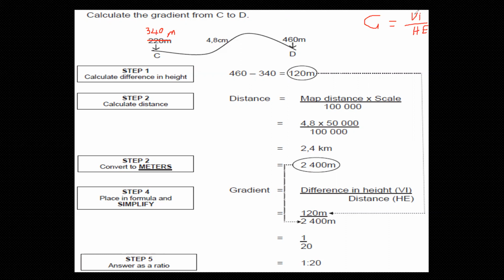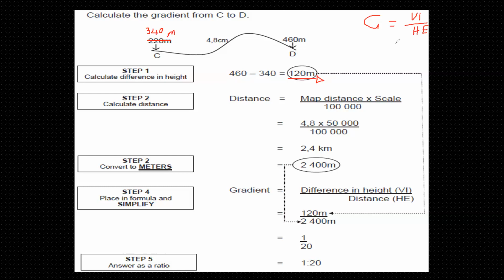We need to look at what is the difference in height first. So we see that point C is at 340 meters above sea level. And we see that point D is going to be 460 meters above sea level. So we need to minus the smaller one from the big one. And that is going to give you a difference in height of 120 meters.